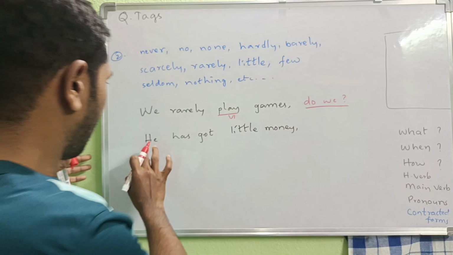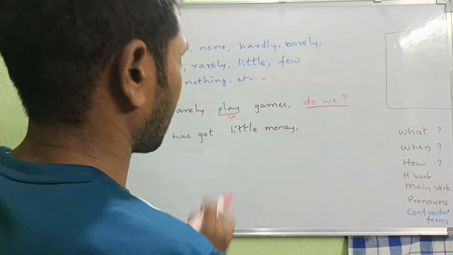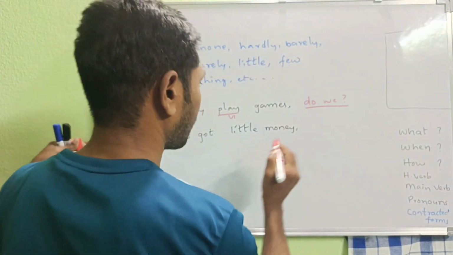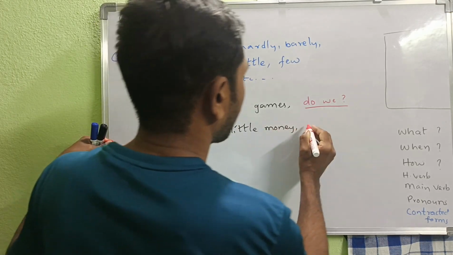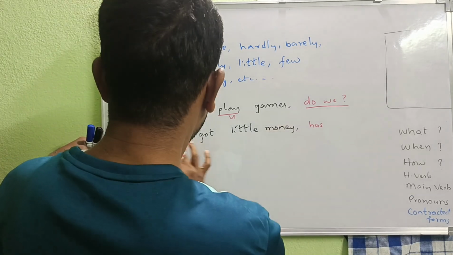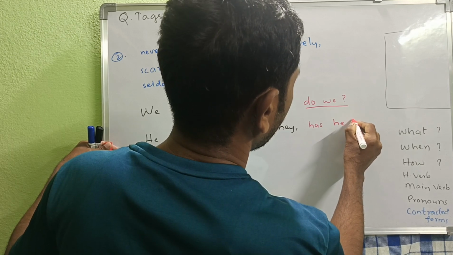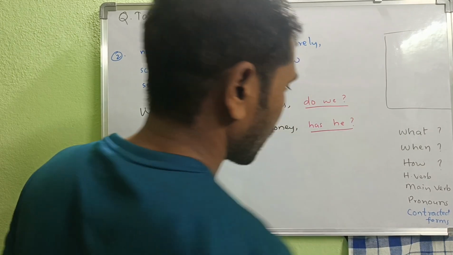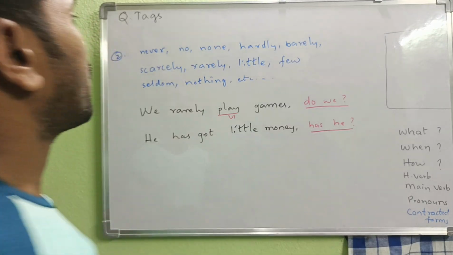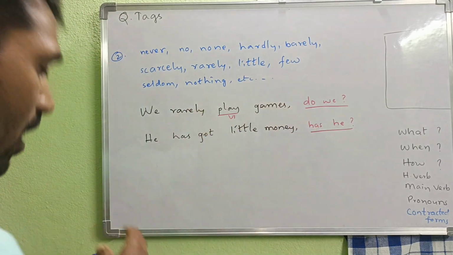Next, here is the second one. Let's see some other example. He has got little money, that is not sufficient. The statement gives little money in the sense of not sufficient money for his work. So what is the helping verb used here? Has. Next, the subject pronoun is already given, so we only write the pronoun, and next we add the question mark. This is the way of adding a question tag for negative words. If there are any negative words present in the statement, then we need to write the tags like this.